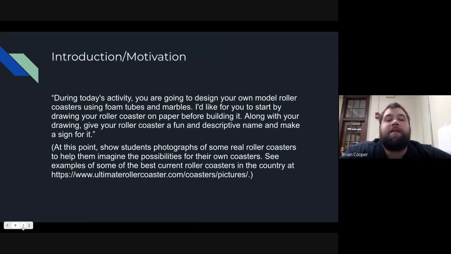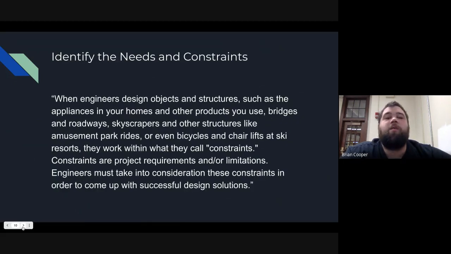So, the introduction and motivation. You're going to start your lesson out by saying, during today's activity, you're going to design your own model roller coasters using foam tubes and marbles. I'd like for you to start by drawing your roller coaster on paper before building it. Along with your drawing, give your roller coaster a fun and descriptive name and make a sign for it. At this point, show students photographs of some real roller coasters to help them imagine the possibilities for their own coasters. You can see some examples of some of the best current roller coasters in the country at ultimaterollercoasters.com/coasters/pictures.